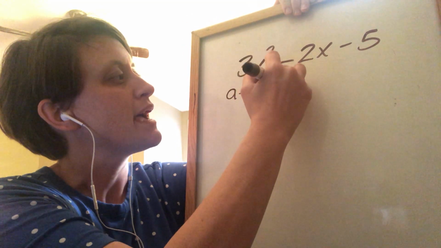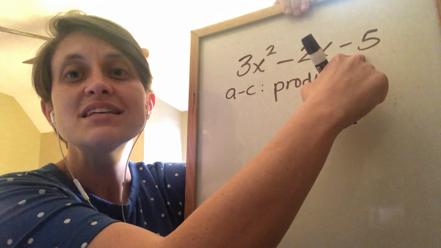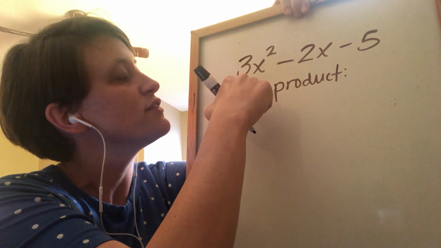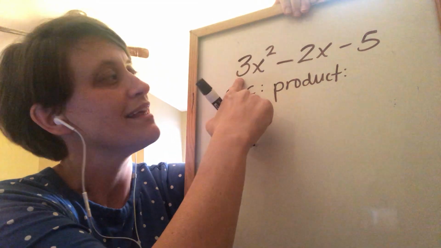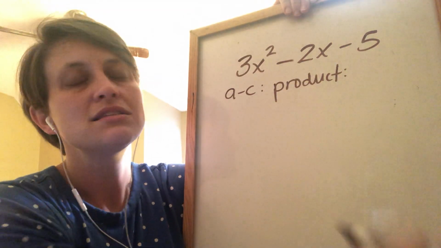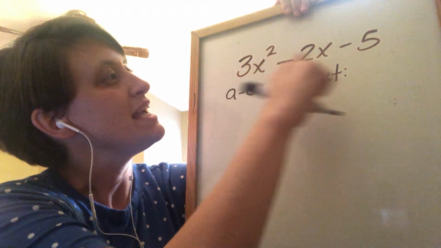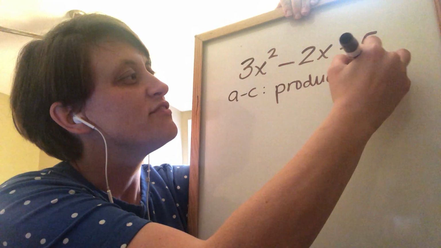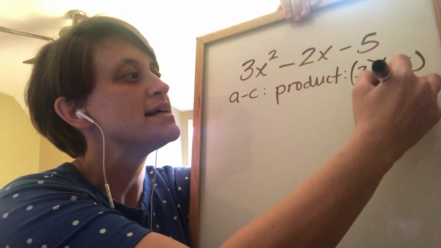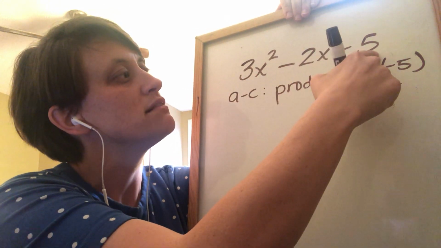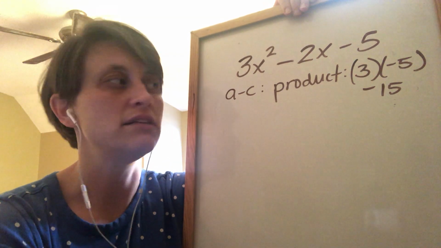So this time we're going to pick out two numbers whose product is not this last number, but it's going to be the first number times the last number. So this typically is called our A, that's the number in front of x squared, and this constant is usually called our C. This one in the middle is called B, by the way. So that's why it's called the AC method. We're going to find two numbers that have a product that is the same as the first number times the last number. And in this case, that would be 3 times negative 5, so negative 15.